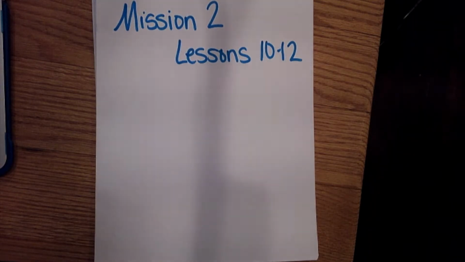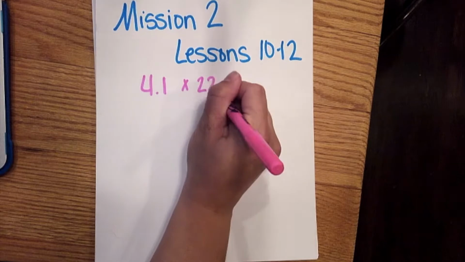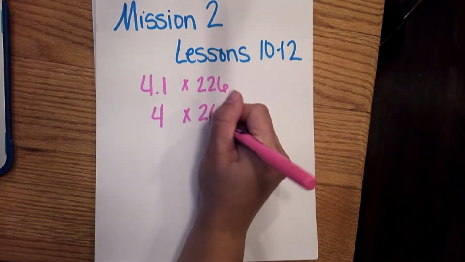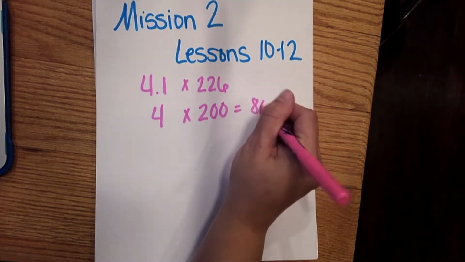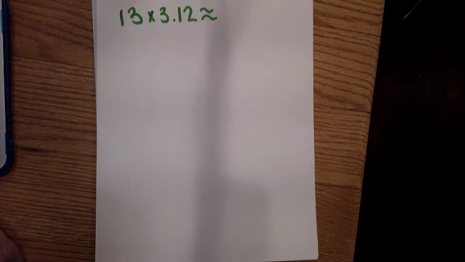Some of the things that you should expect to see are things like estimating the product. Something like 4 and 1/10 times 226. When you estimate that product, we can say that's 4 times 200 and get about 800. You will also be asked to solve multiplication problems using an area model, and you'll be asked to solve word problems involving multiplying multi-digit whole numbers by a decimal number. So we're going to take a problem like 13 times 3 and 12/100ths.